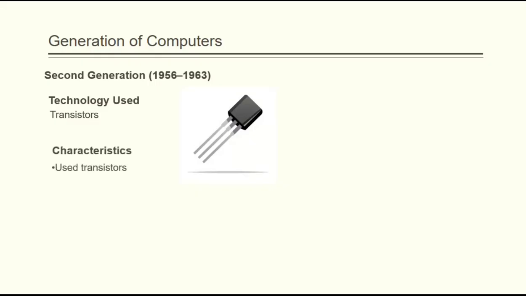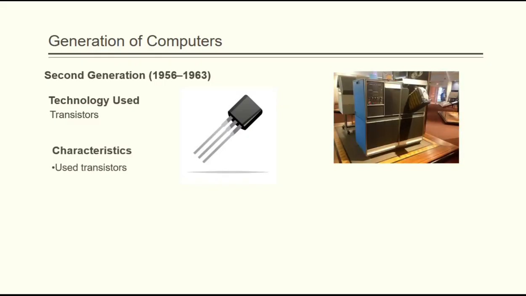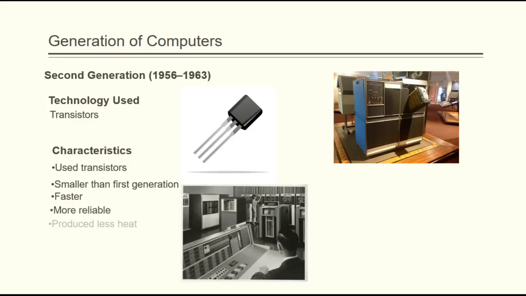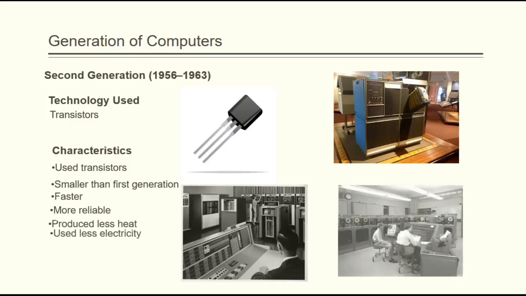And some of the characteristics of computers in that generation is that they use transistors. They were smaller than the first generation. And they were, of course, faster than the previous generation, more reliable. They produce less heat, and they use less electricity. Some of the examples of these were IBM 1401, and IBM 7094.